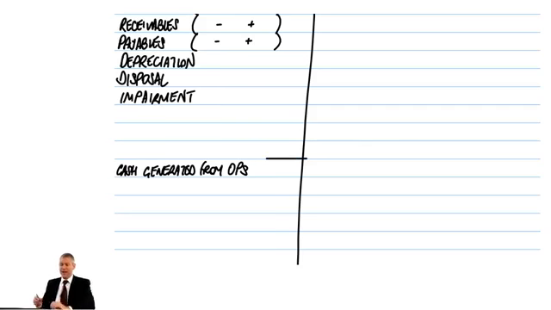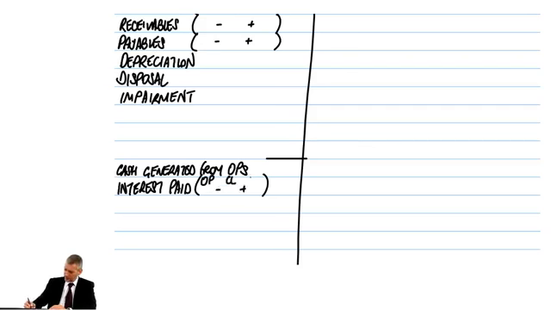Then below that is interest paid, which also has a standard working. It's very similar to inventory, but slightly different. It's opening minus closing plus P&L charge. Okay, opening minus closing plus P&L charge.